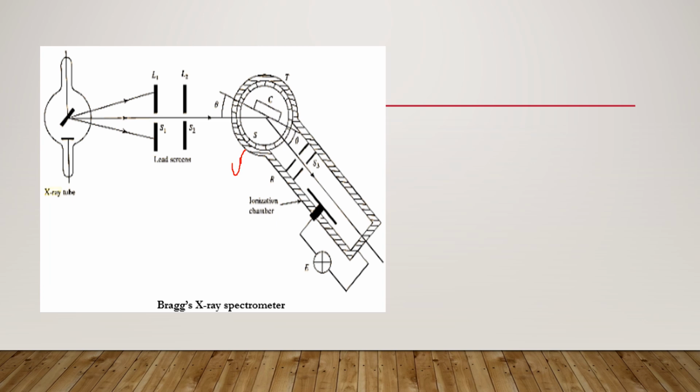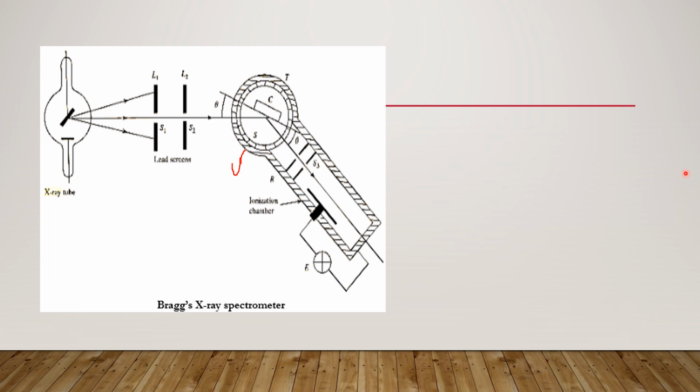This is the vernier V, and the extended part of that circular table is the radial arm, which carries the ionization chamber, which produces the ionization current. That chamber is connected to the electrometer, which measures the intensity of the ionization current produced in the ionization chamber. So this is the ionization spectrometer designed by Bragg in such a way that it helps to measure the structure of this crystal.